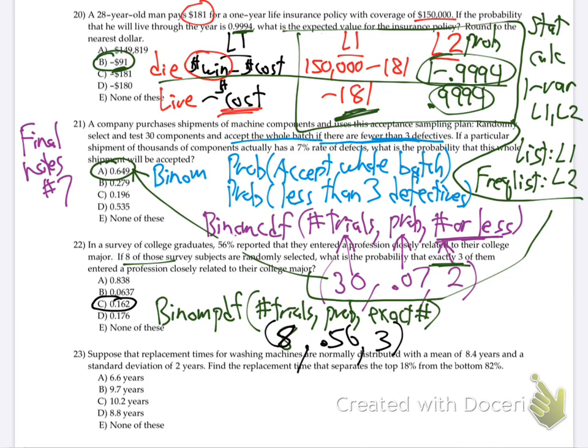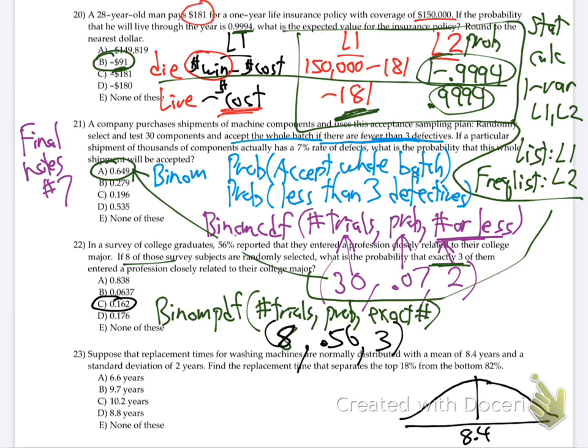With a mean of 8.4, standard deviation of 2 years, find the replacement time that separates the top 18% from the bottom 82%. It will really help you to draw a bell curve. I know a lot of people struggle with that, but that's the key. If you draw the bell curve, I think you'll get the right answer. So let me help with the bell curve. Draw a bell curve, and right in the middle, what's the average? 8.4.